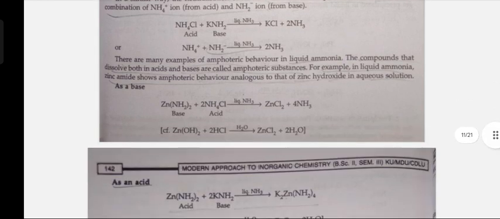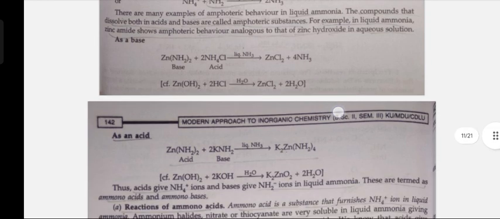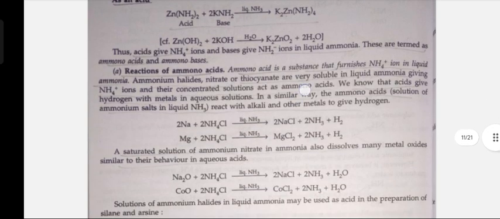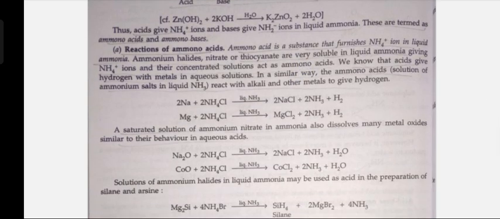There are many examples of amphoteric behavior in liquid ammonia. The compounds that dissolve in both acids and bases are called amphoteric substances. For example, in liquid ammonia, zinc amide shows amphoteric behavior analogous to that of zinc hydroxide in aqueous solution.